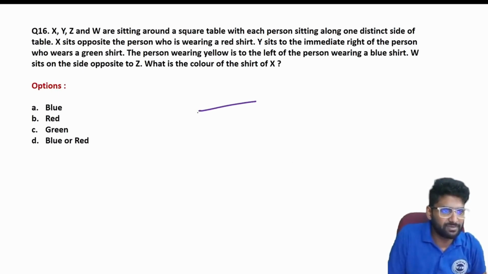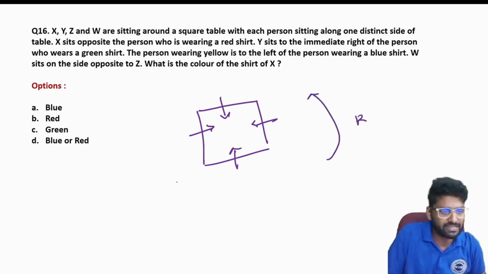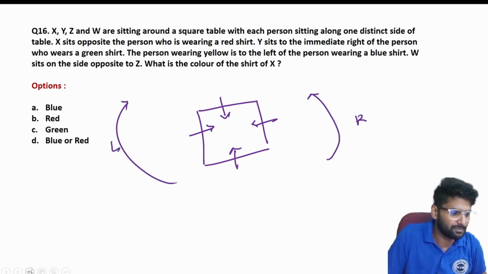Now there is a square table here. We have to place 4 persons in these edges according to the data. Guys, if direction is not mentioned, take all these persons as facing towards the center. So there are right side people and left side people.